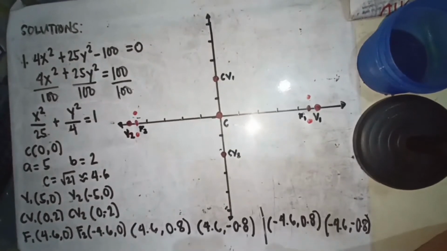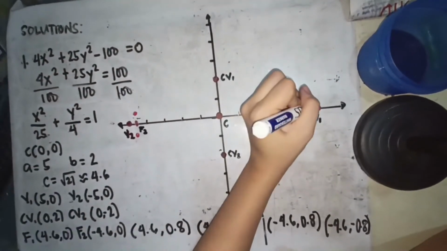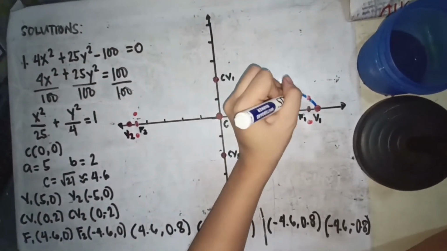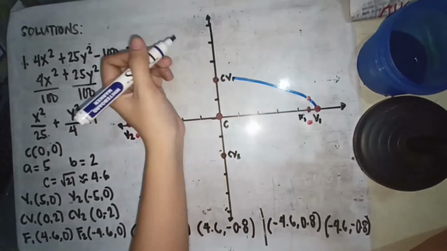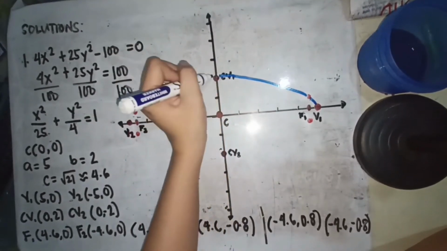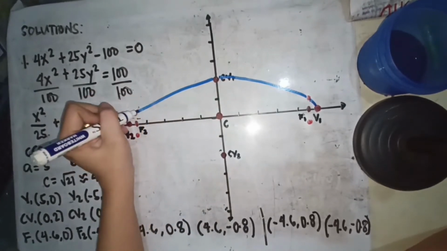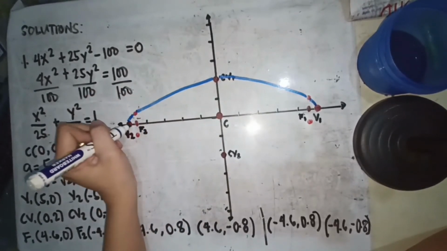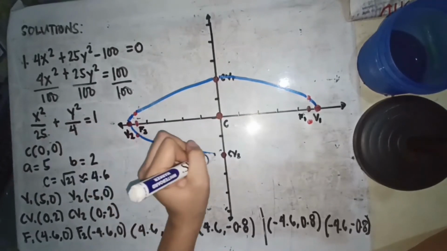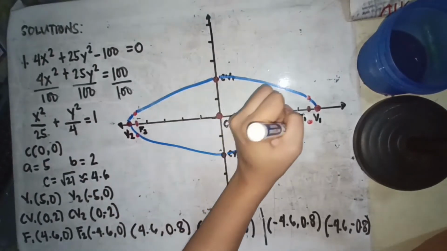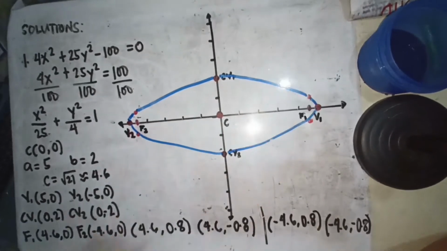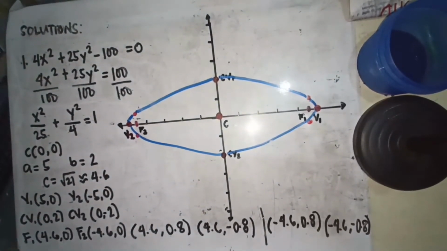We can now connect them. So, from V sub 1 or the first vertex to CV sub 1. Okay, going down, and back here. Okay, so this will be the graph of our ellipse.